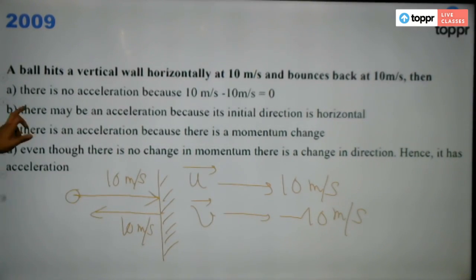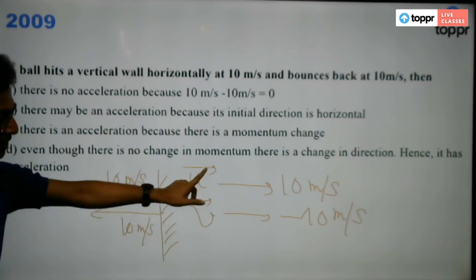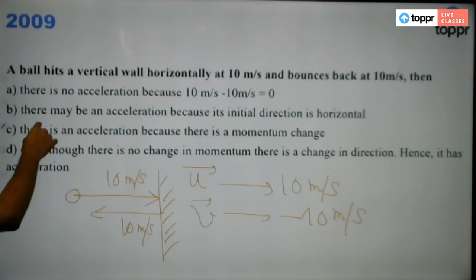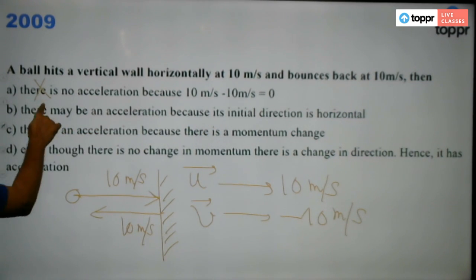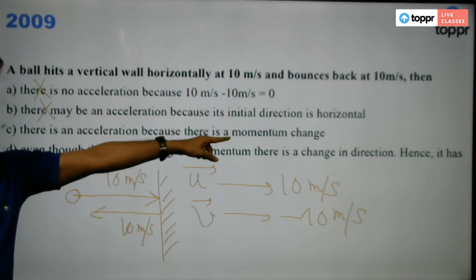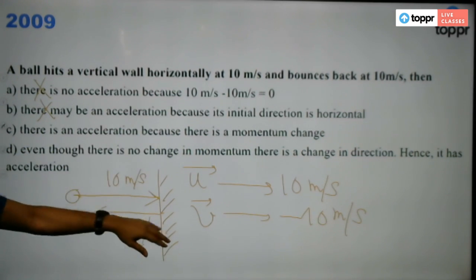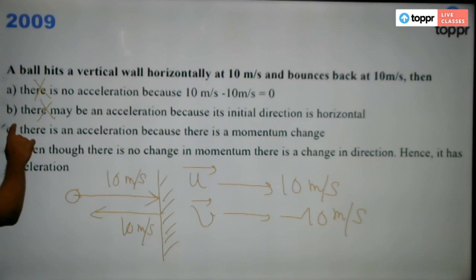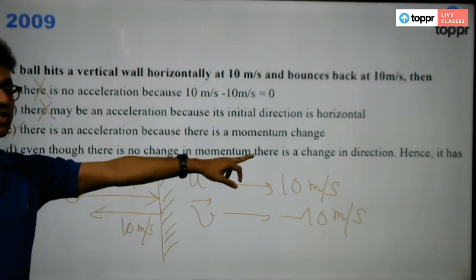Now let us try to analyze. There is no acceleration. Will it be? No, because there is a change of velocity. Change of velocity means there should be acceleration. There may be an acceleration because its initial velocity is horizontal. Very random assumption. There is an acceleration because there is a momentum change. Yes, there is a momentum change and definitely there is an acceleration. So this can be a probable answer. Even though there is no change in momentum, there is a change in direction.